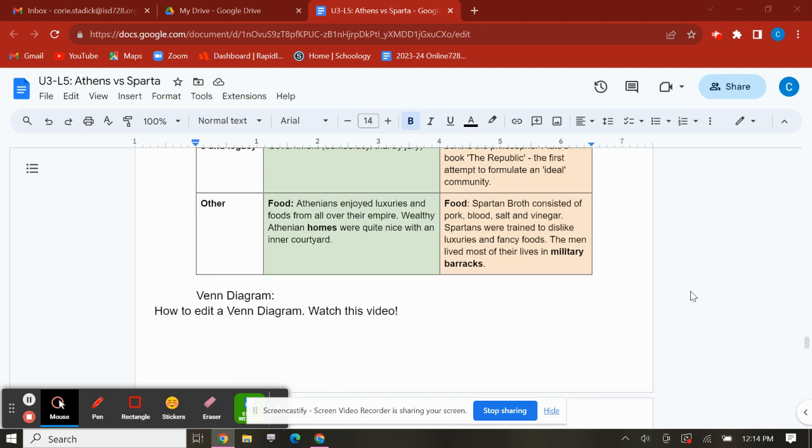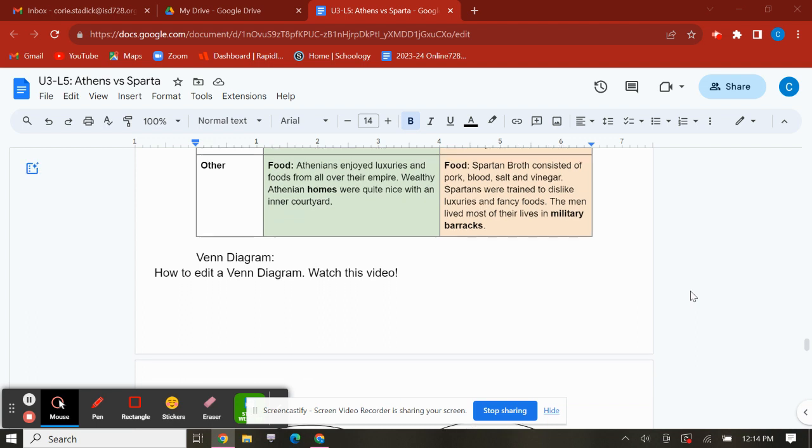Other, food. Athenians enjoyed luxuries and foods from all over the empire. Wealthy Athenian homes were quite nice with an inner courtyard. Food. Spartan broth consisted of pork, blood, salt, and vinegar. Spartans were trained to dislike luxuries and fancy foods. The men lived most of their lives in military base barracks.